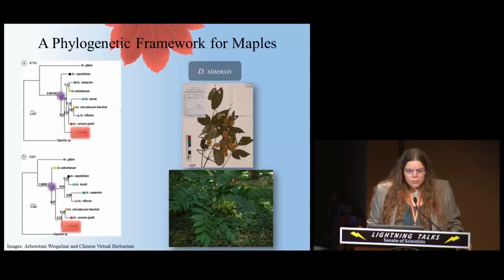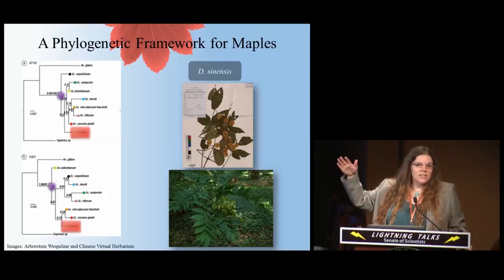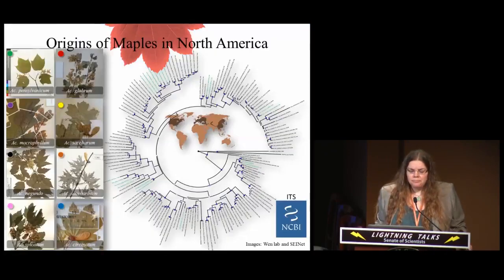But what's really important here is that within that group, evolutionarily speaking, Dipteronia, which looks really different from maples, is nested within it, evolved from within maples, in both of these single copy nuclear gene phylogenies individually. And again, that's really cool because these things look pretty different from maples, so we would not have expected that.